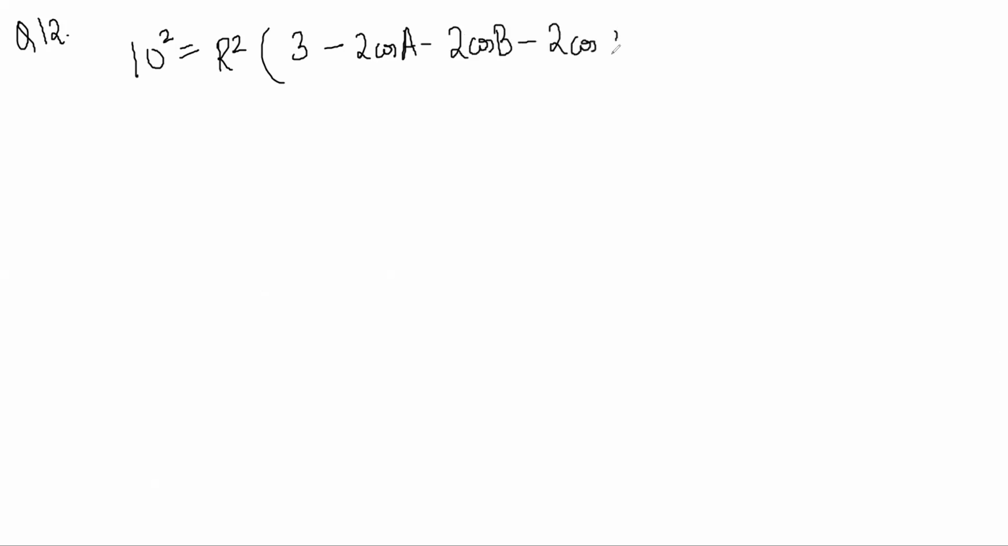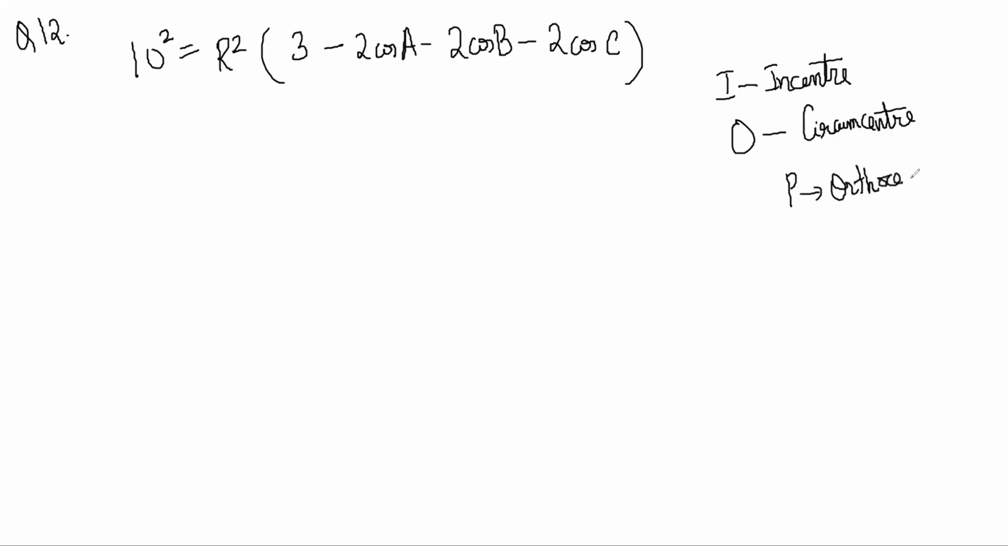Where I is the incenter and O is the orthocenter or circumcenter? Just check what O is. O is the circumcenter. The orthocenter is written as P, and G is the centroid, right? So in this case, circumcenter is O. Circumcenter to incenter, the distance, right?